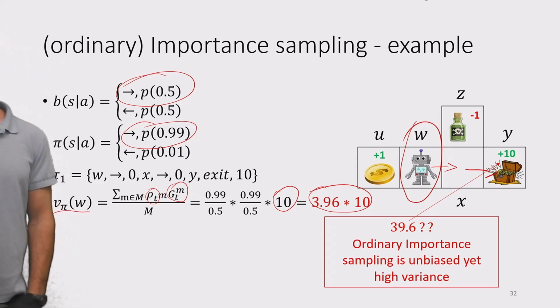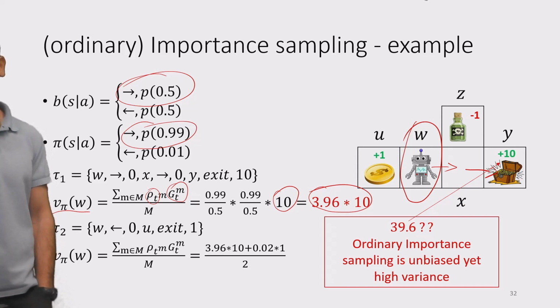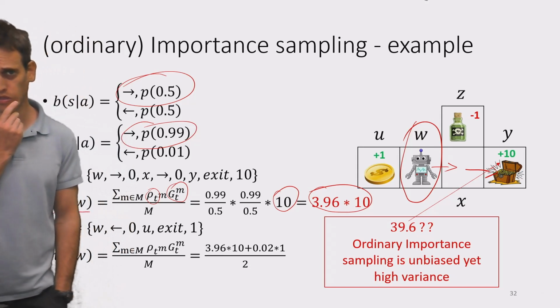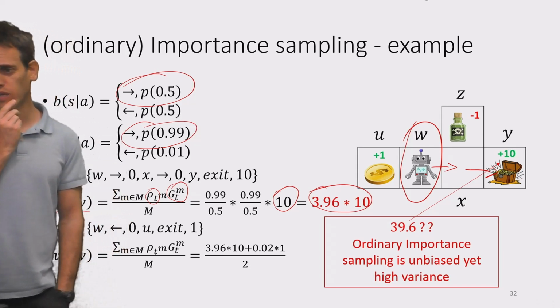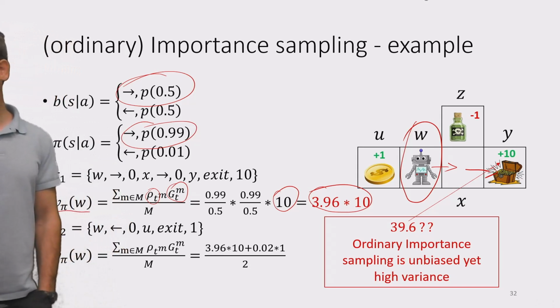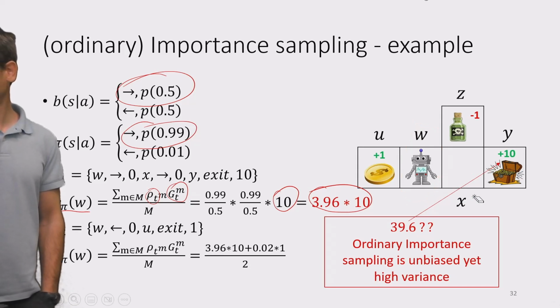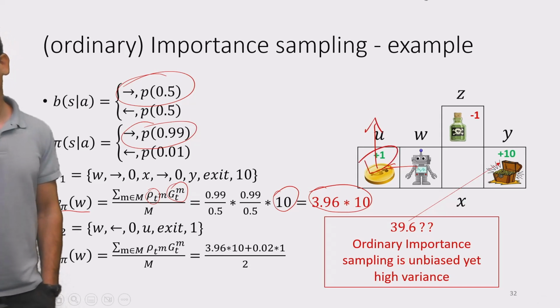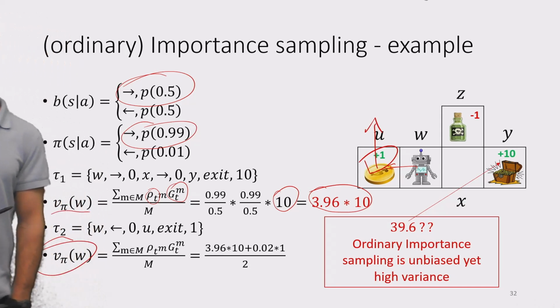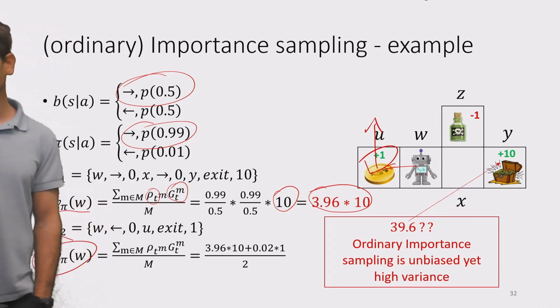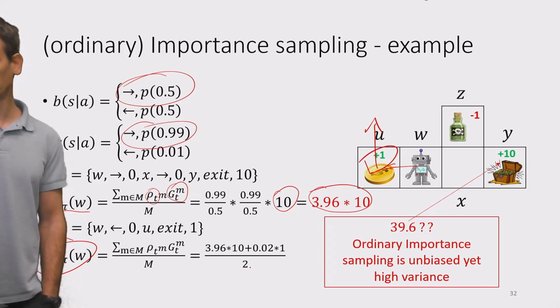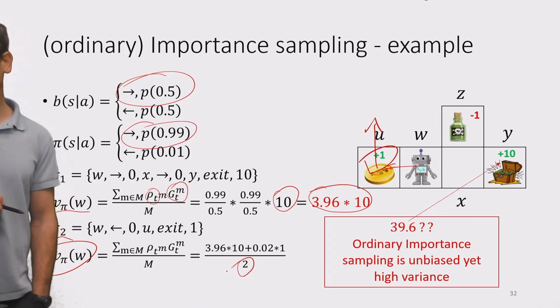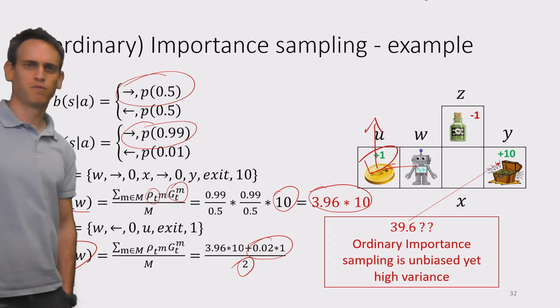Okay, so just to complete this example, let's say that we then sample a second trajectory, again using our behavioral policy B. So now from W we went left, we go to U, and then exit, observing the +1. And again we need to update our state value estimation for W. And now we take an average. Now we have two trajectories to average over. But again you can see that our importance sampling ratio provides us with some wild values.